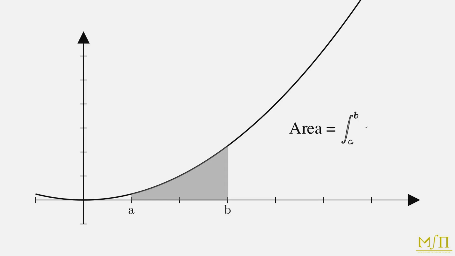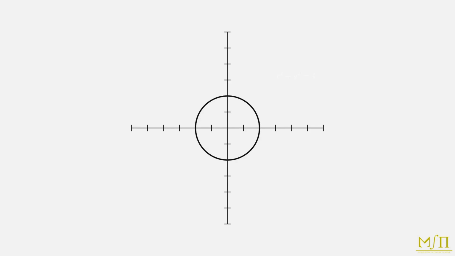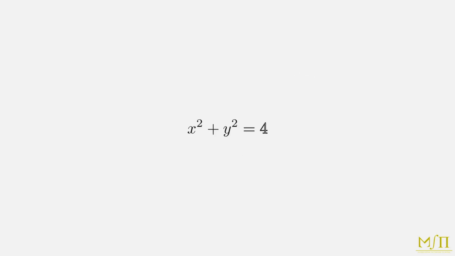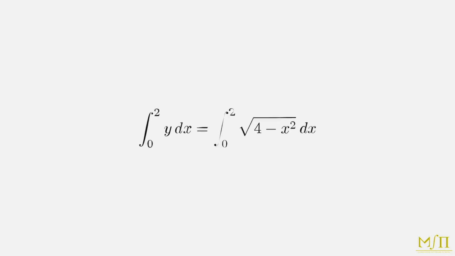This leads right into the first application of calculus, which is in geometry. Say we have a circle of equation x squared plus y squared equals 4. First, we manipulate this equation and isolate y to get it as a function of x. We can find the area in parts. The first part can be calculated by integrating this equation from 0 to 2.